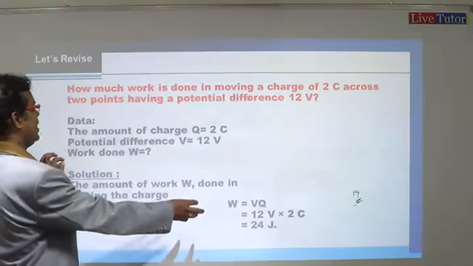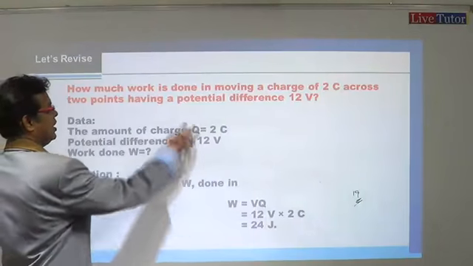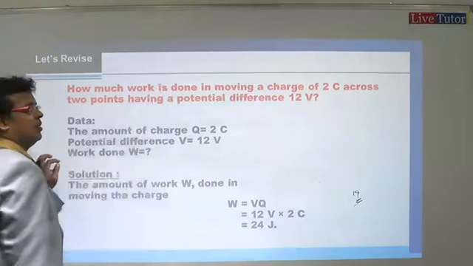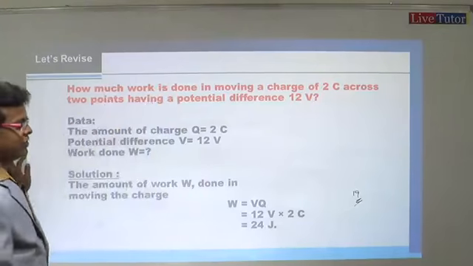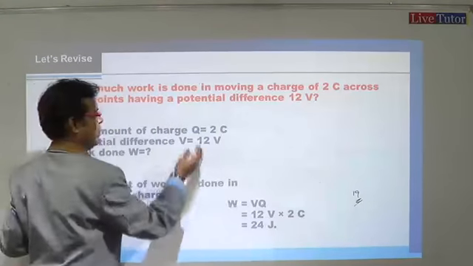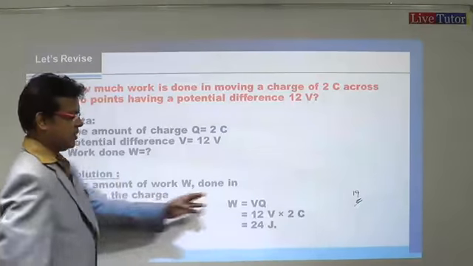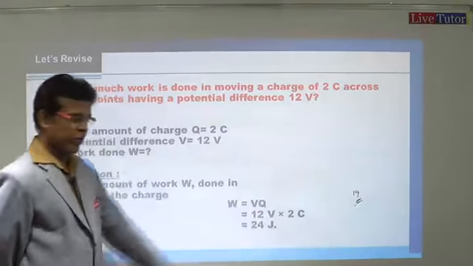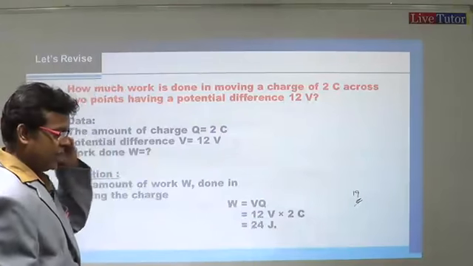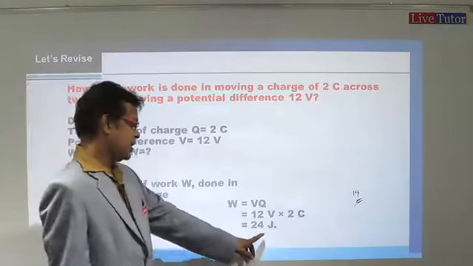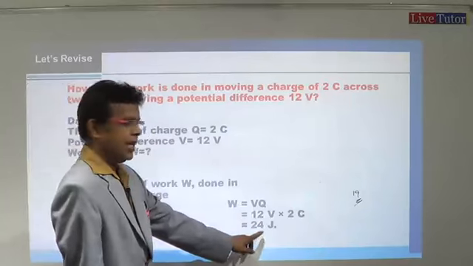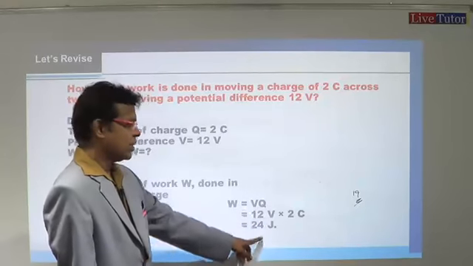The question is how much work, isn't it? So W is equal to V into Q. The two data given: Q is 2 coulomb and potential difference is 12 volts. Simply we have to substitute and multiply. So 24 joules, right? I have already said that this work done is nothing but the energy. We can say energy or work done, both are same.